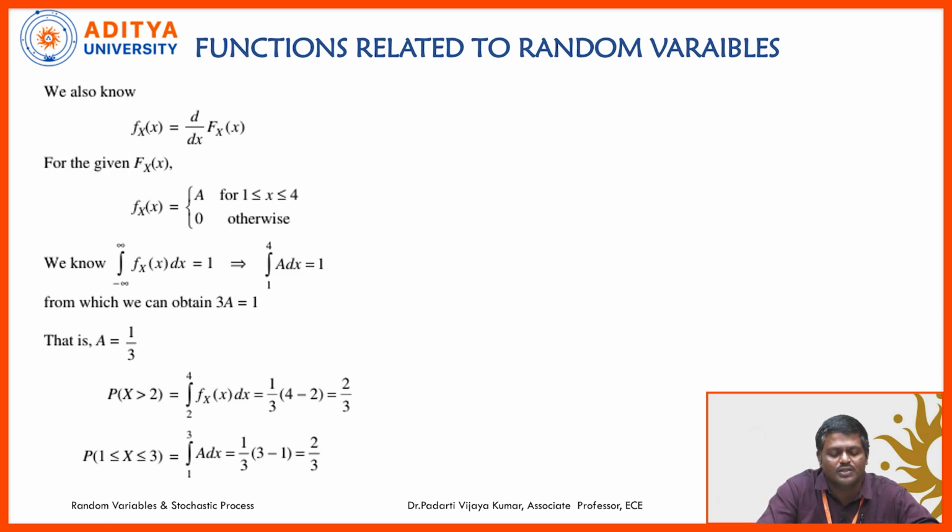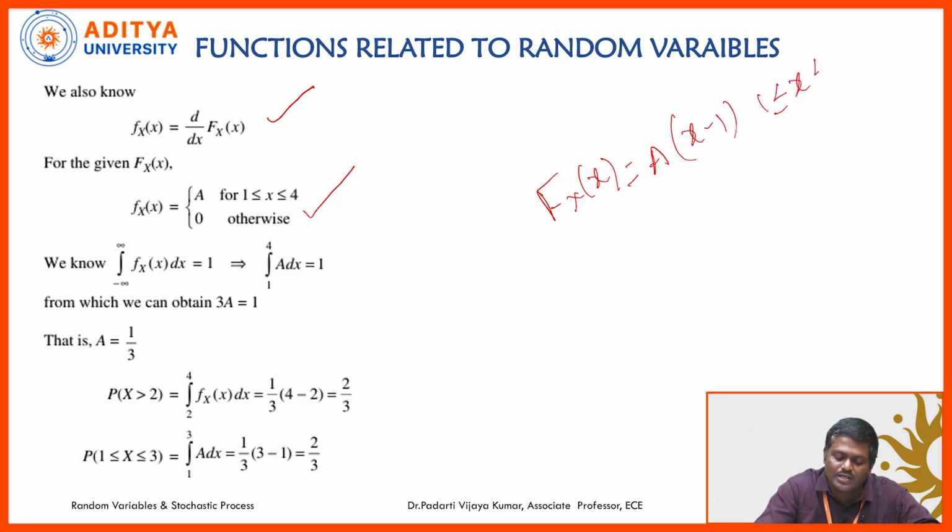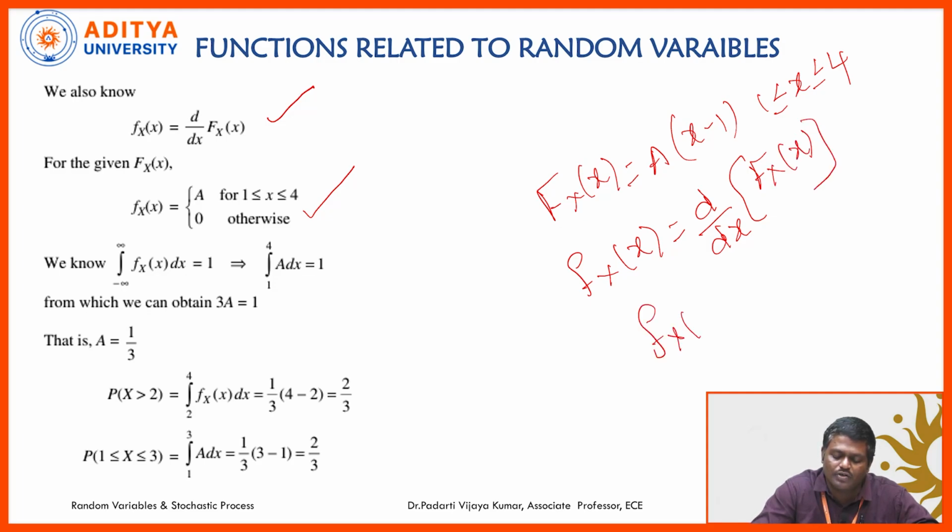As already mentioned, we can also solve the same problem using the density function. See here, the same problem can be solved using the density function. The distribution function is given as a(x − 1) over the range 1 < x < 4. We know that the density function is the derivative of the distribution function. When you apply the derivative, the density function becomes a for 1 < x < 4.